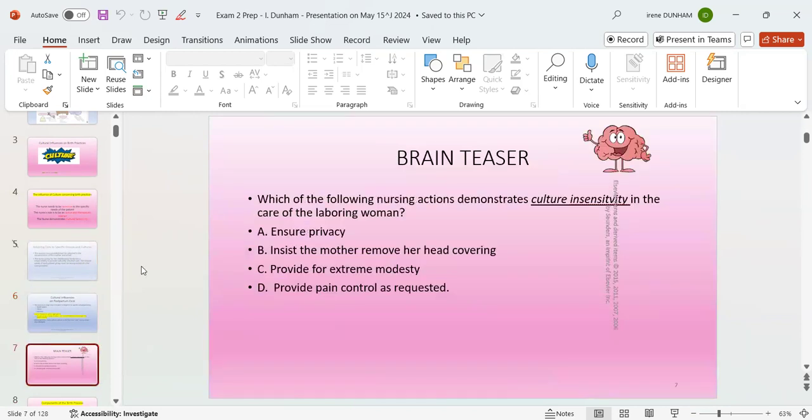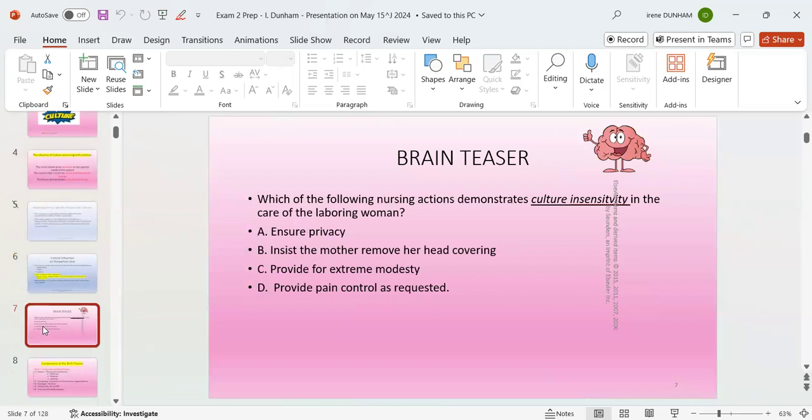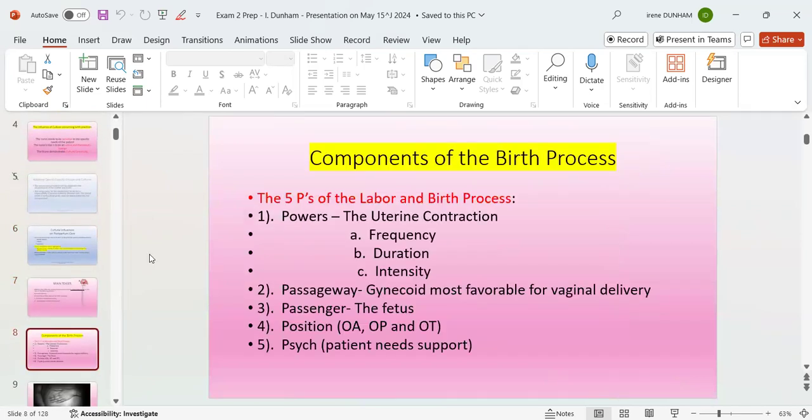Okay, so I got a little brain teaser here. Now I name my questions brain teasers because they kind of tease your brain. So here it is. Which of the following nursing actions demonstrates cultural insensitivity in the care of the laboring woman? B. Correct. You got it. So we're going to move on now to what makes up the birth process.